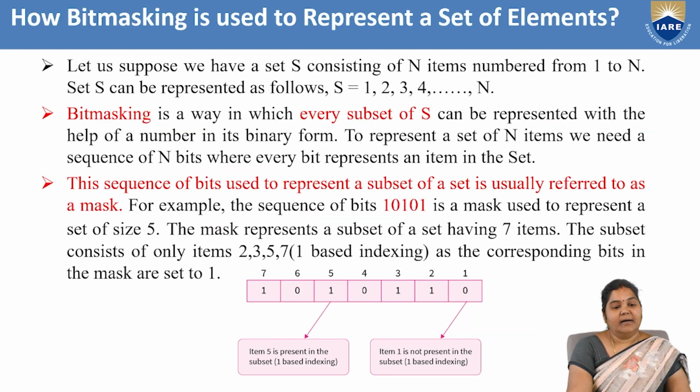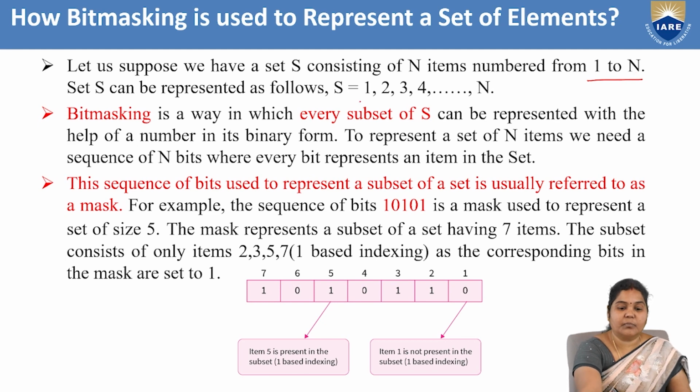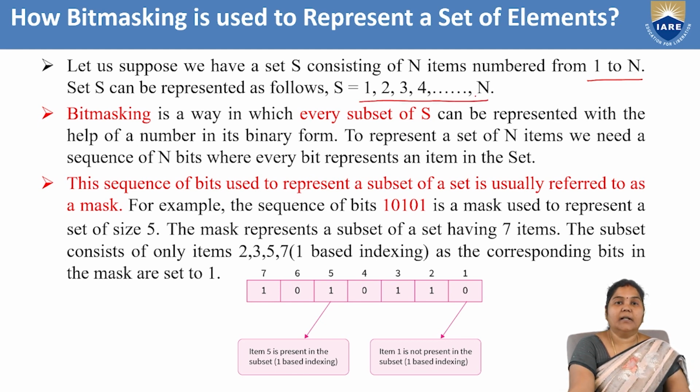Now, next, how the bit masking concept is used to represent a set of elements. Suppose you have been given a set S with n number of items. Suppose the items are numbered from 1 to n. Now, bit masking is a concept in which every subset of S can be represented with the help of a particular mask in binary form.